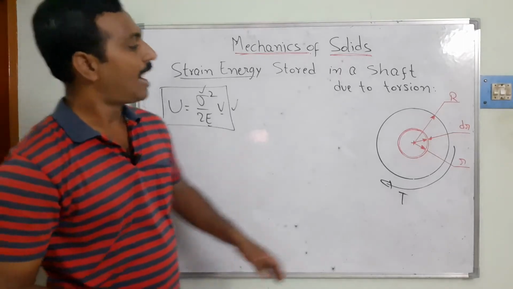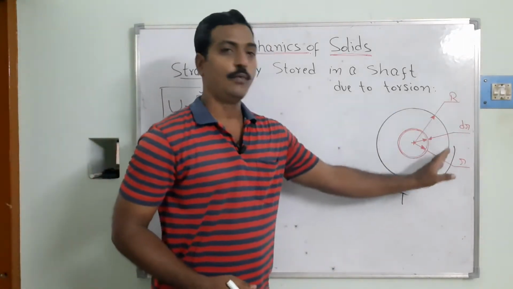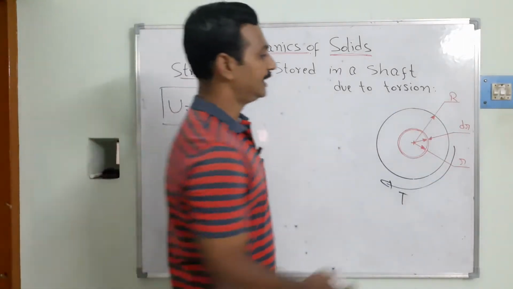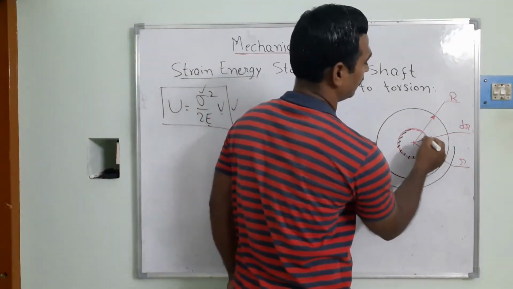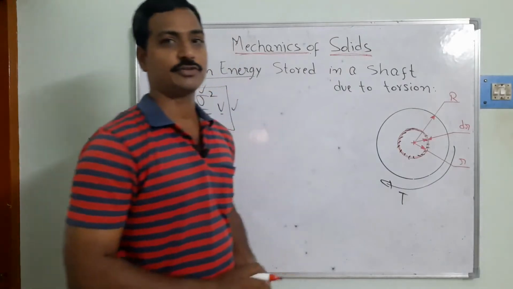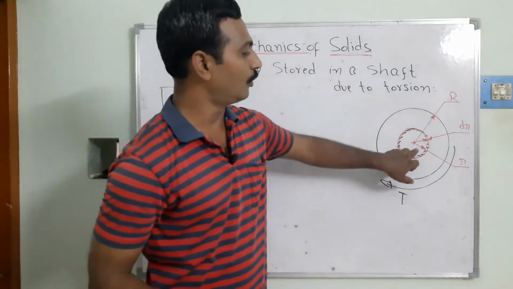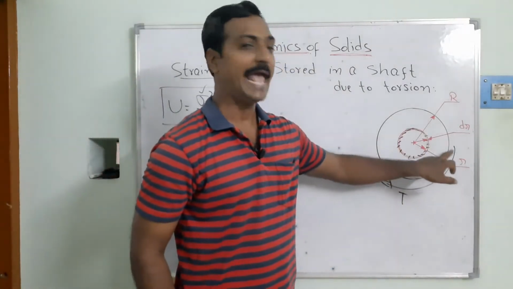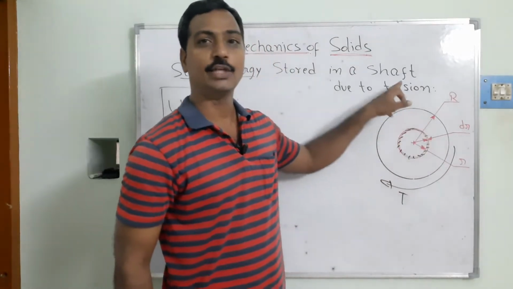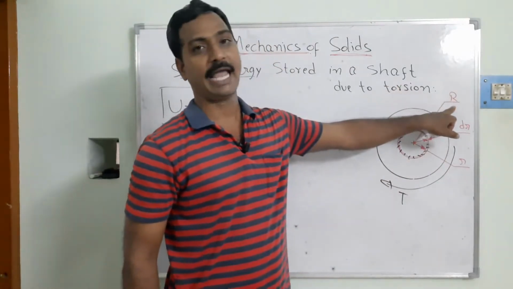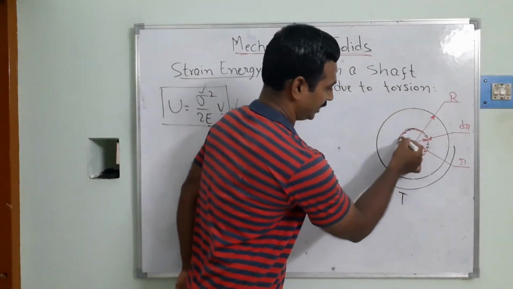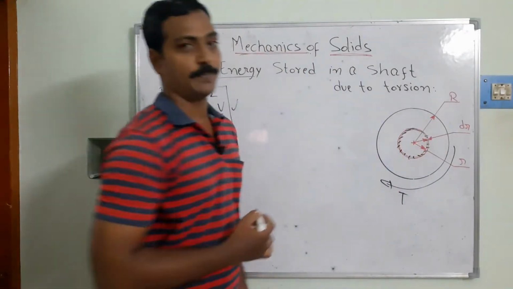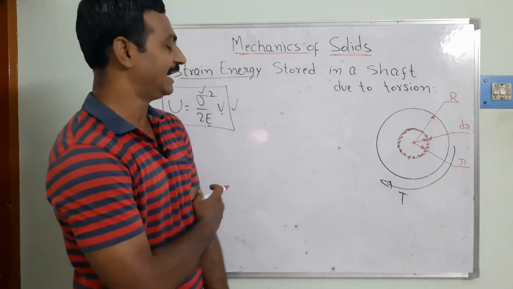In this case, initially we take an elemental strip. This elemental strip is located at a distance of small r and has a thickness of dr, and the total radius is capital R. Now I am trying to find the strain energy within this elemental strip. How am I going to write this equation?